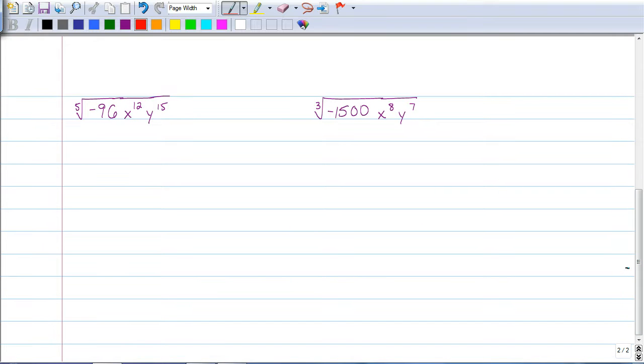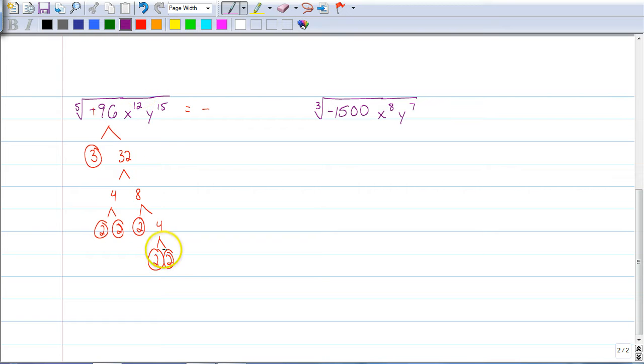Here I have the fifth root of negative 96, x to the 12th, y to the 15th. So what I'm going to do is start out by taking out a negative. So my answer is going to be a negative answer. But now I need to simplify 96. 96, now it's positive, so don't look at that as being negative anymore. 96, well, I know that 3 would go into there. 3 goes into there 32 times. 3 is prime. 32 breaks down to be 4 times 8. 4 breaks down to be 2 times 2, and those are both prime. 8 breaks down to be 2 times 4. And 4 breaks down to be 2 times 2.